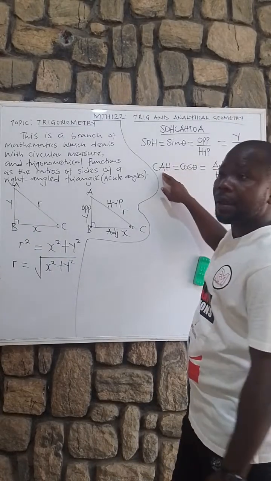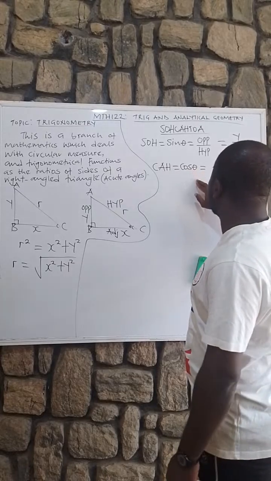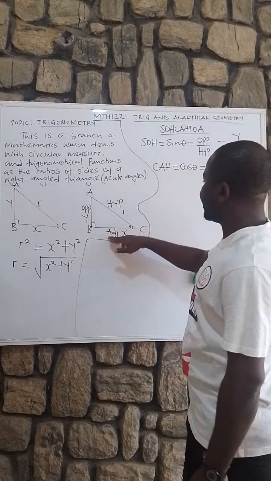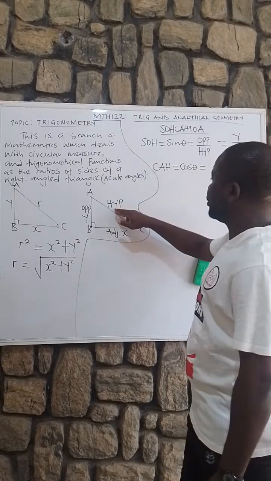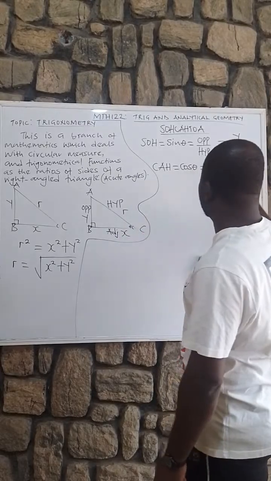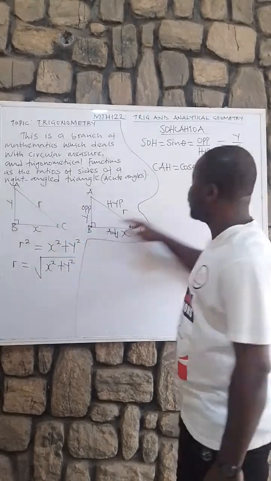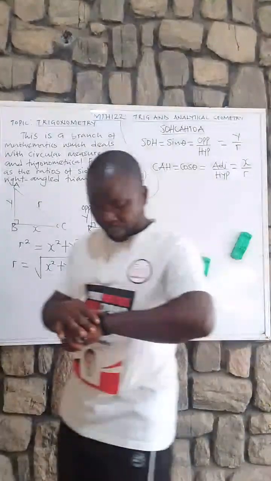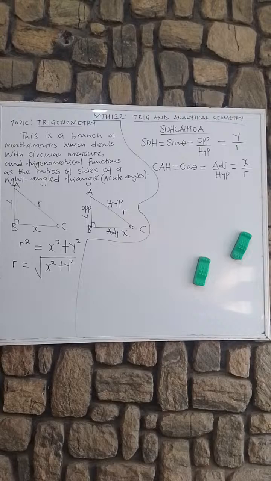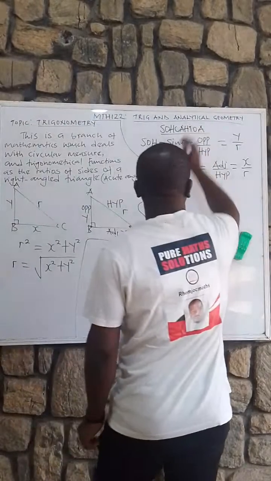Then CAH means cos theta equals A, which means adjacent, over H, which means hypotenuse. Look at it here. Adjacent is x, so this is x all over hypotenuse r. Do you understand, Tessie? Are you following, Tessie? So far so good.